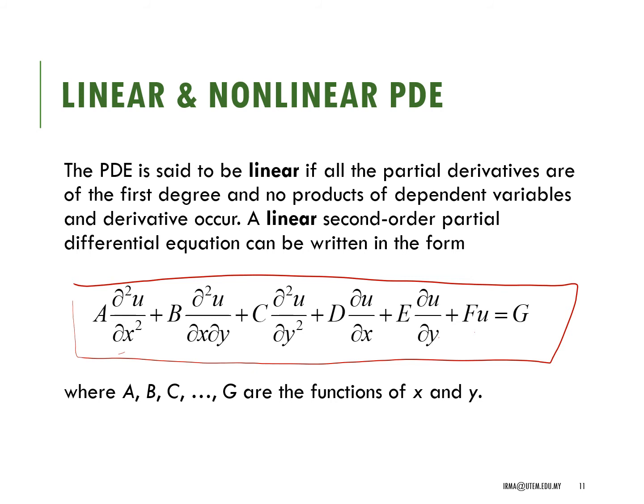Where a, b, c, d, e, f, and g are functions which contain only x, y, or constants. We cannot have u in the functions a, b, c, d, e, f and g, because if a is in terms of u, it will become a nonlinear PDE.